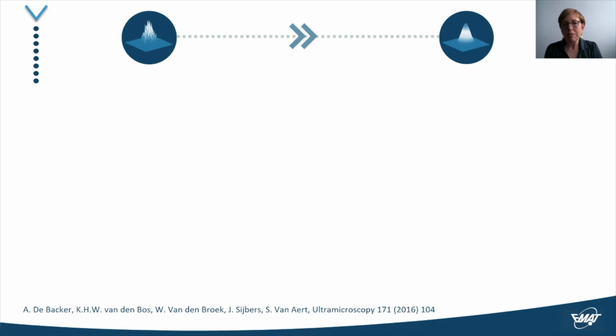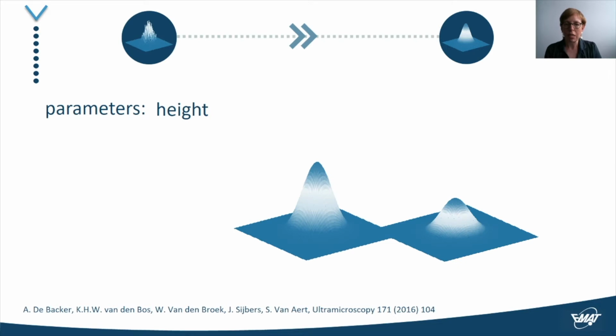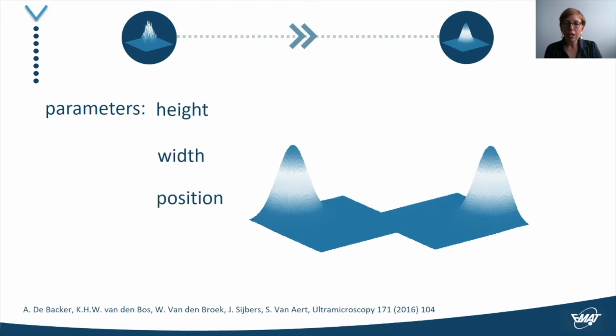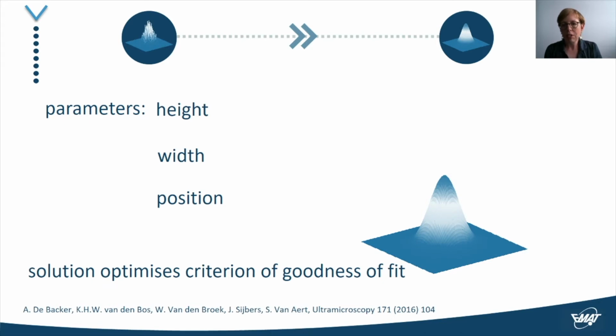Now, the key concept of this theory is the use of a parametric model to describe the underlying observations. And since ADF STEM images are peaked at the atomic column positions, each intensity peak is modeled as a Gaussian function of which we need to estimate the height, the width, and the position. Now, the estimated parameters correspond to the model best matching the underlying observations.